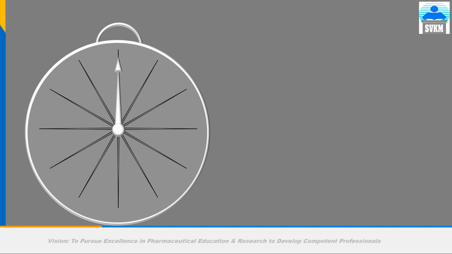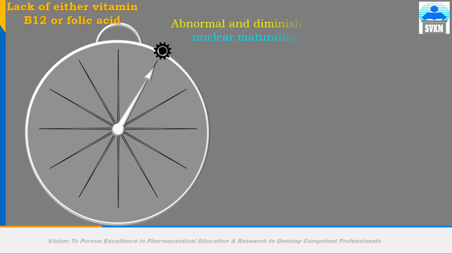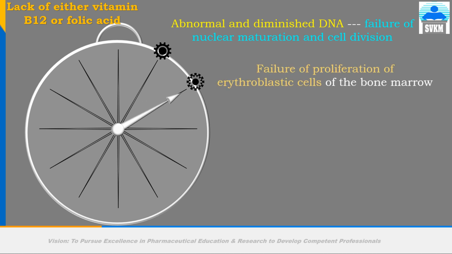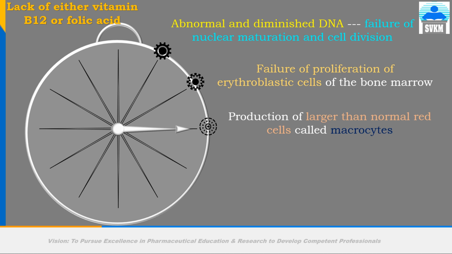Now the lack of either vitamin B12 or folic acid causes, first, abnormal or diminished DNA, that is, failure of nuclear maturation and cell division. Second, it causes failure of the proliferation of the erythroblastic cells of the bone marrow. The lack of vitamin B12 and folic acid causes production of larger than normal red blood cells, which are called macrocytes.